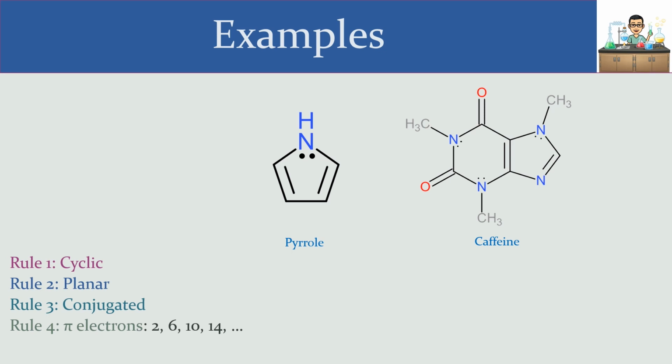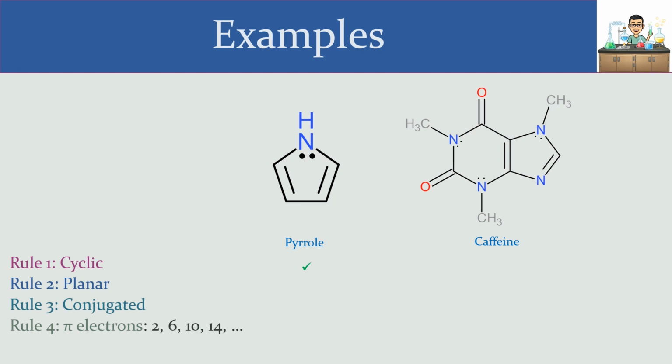So rule number 1 is cyclic. Do the molecules have rings or do they not? Let's tackle pyrrole first. If I take a look at pyrrole, pyrrole definitely has a ring in it, so check. It's a cyclic compound. If I take a look at rule number 2, is it planar?